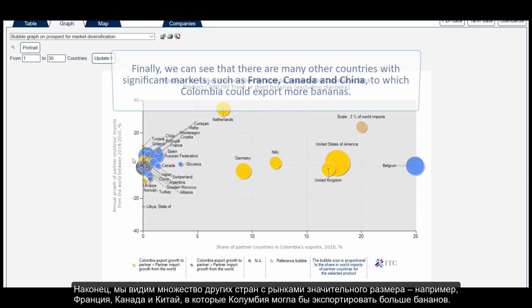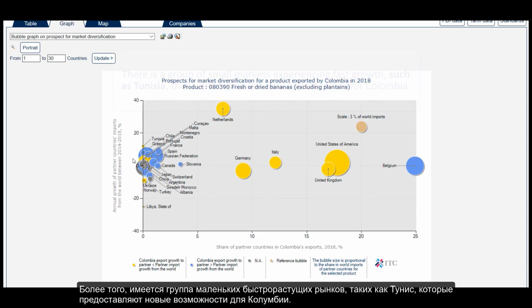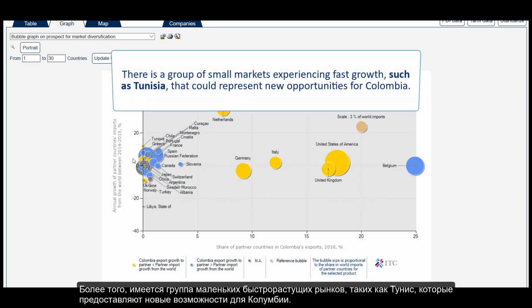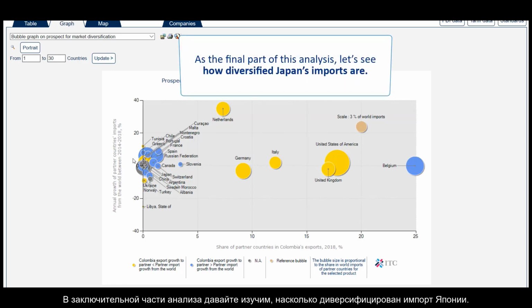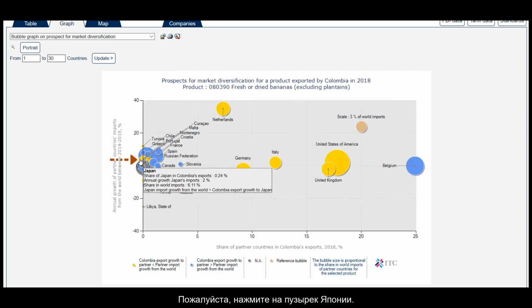Finally, we can see that there are many other countries with significant markets, such as France, Canada, and China, to which Colombia could export more bananas. Furthermore, there is a group of small markets experiencing fast growth, such as Tunisia, that could represent new opportunities for Colombia. As the final part of this analysis, let's see how diversified Japan's imports are. Please click on Japan's bubble.